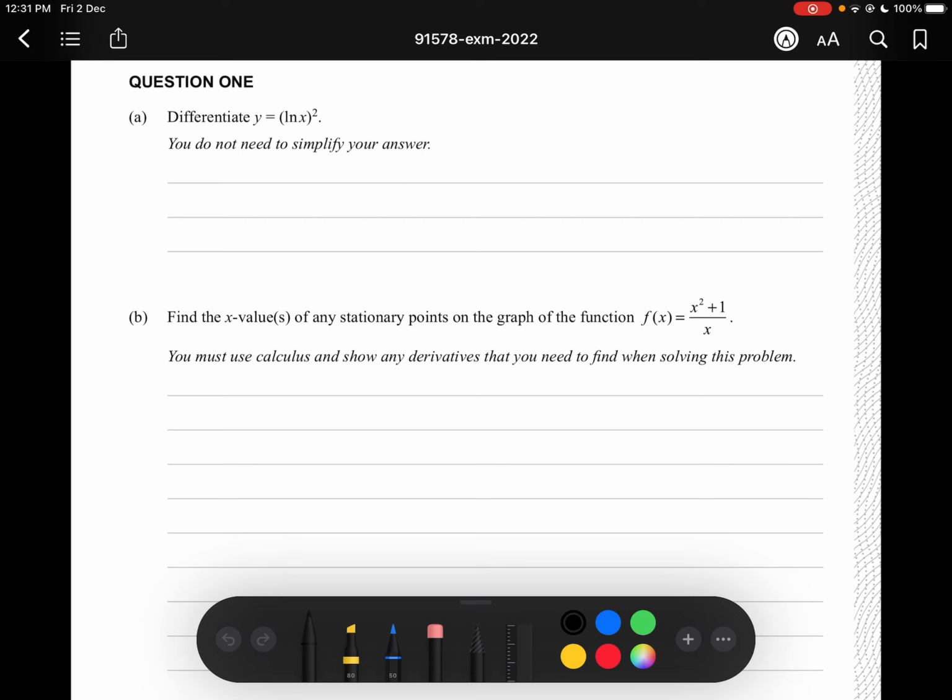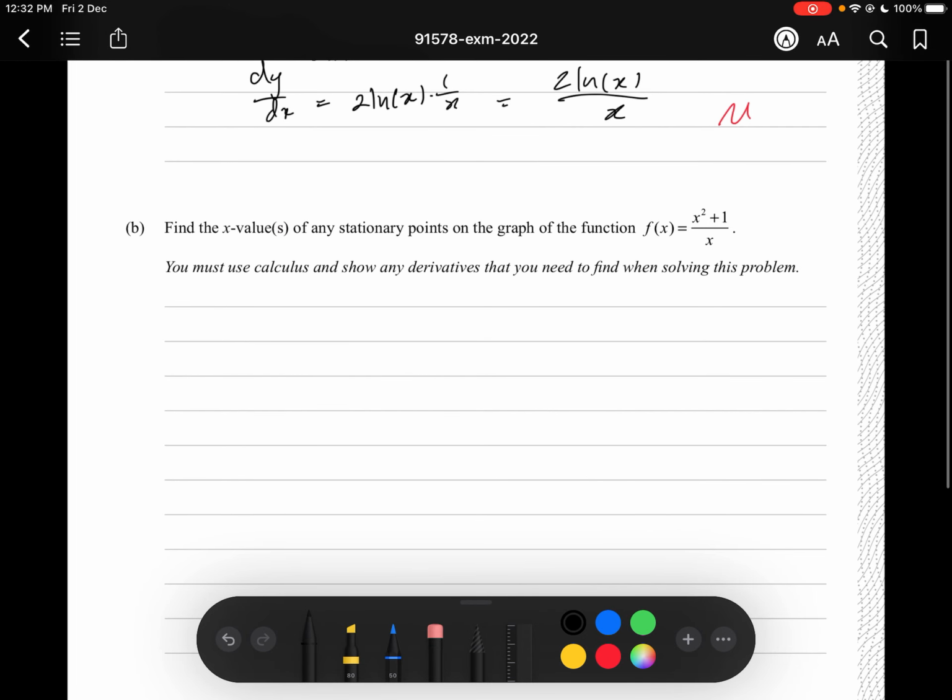So the derivative of ln of x squared is equal to 2 times ln of x multiplied by 1 over x, which is equal to 2 ln of x over x. And that should just be a simple achieved level question there. It's just simple differentiation, should be achieved.